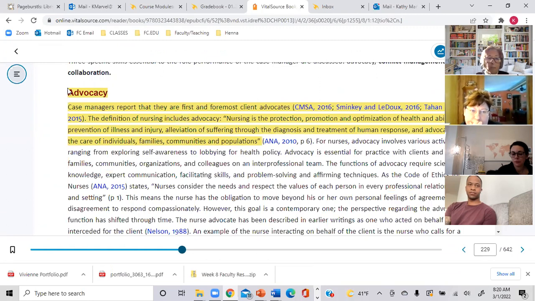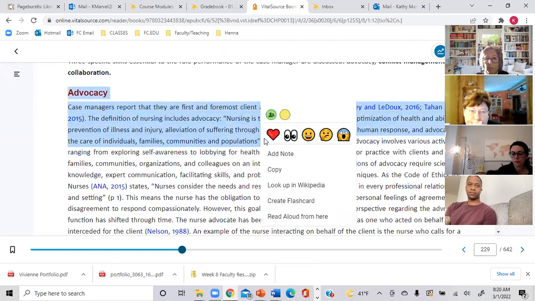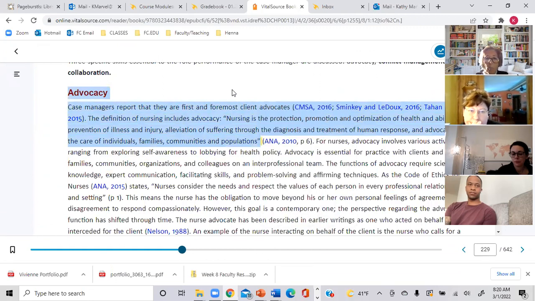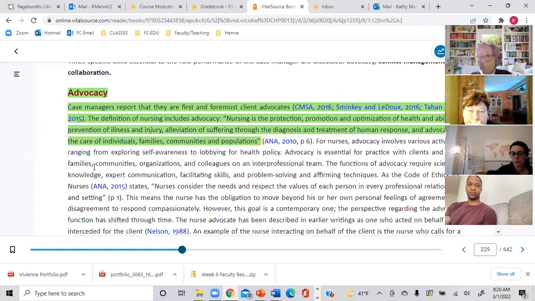This is an excellent summary of why one of the primary roles of case managers is advocacy. So let's have a look at this. Case managers report that they are first and foremost client advocates. You have to be a client advocate to be a case manager. And what is the definition of advocacy? This is the best definition I have found in the whole book, because advocacy is addressed in all the chapters, but I love this short definition of it.